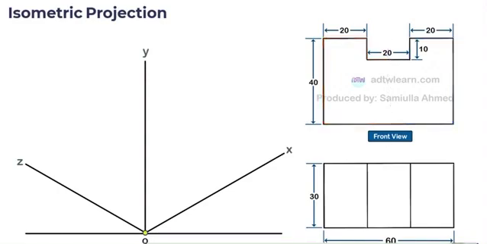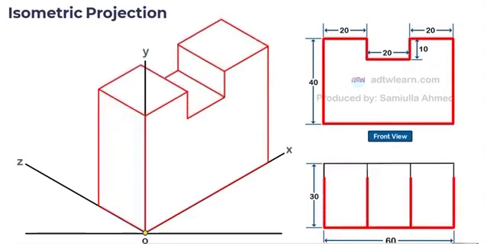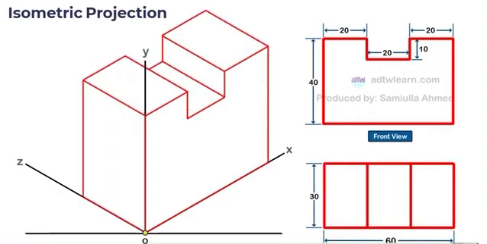Let's first understand how this object looks in an isometric view. Consider this front view on this xy plane. This is how it looks. By looking at the top view, we can see the front view is just extruded by 30 millimeters. This is how this object will look in an isometric view. This is the front view. And this is the top view, which is given at the bottom.